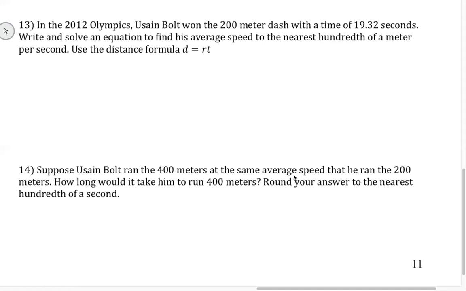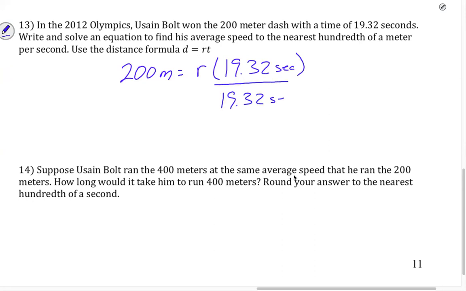So, Cassie, in 2012, Usain Bolt won the 200-meter dash with a time of 19.32 seconds. Write and solve an equation. Well, I'm just going to solve it because it's easy. Now, I have this equation, D equals RT. So, D is 200 meters. Rate is what I'm after, and the time is 19.32 seconds. If I divide both sides by 19.32 seconds, I'm going to get my rate, because rate is like miles per hour, like meters over seconds here. So Cassie, can you tell me what 200 divided by 19.32 is?